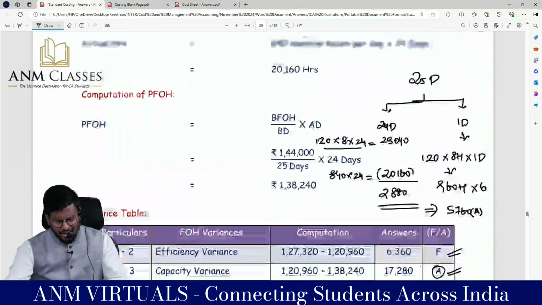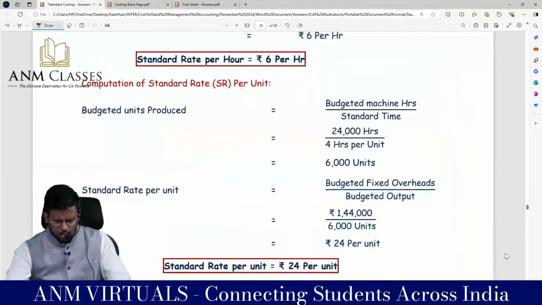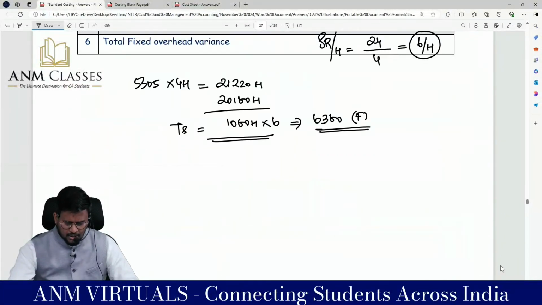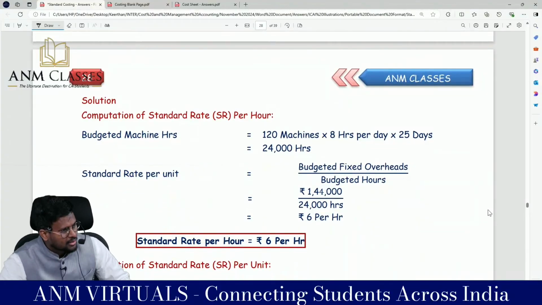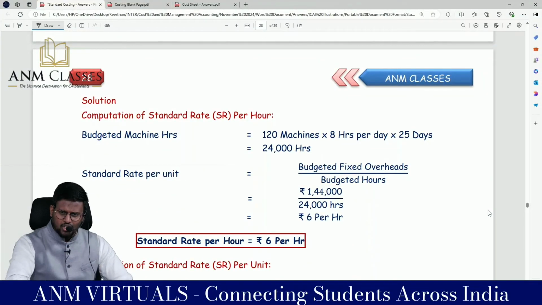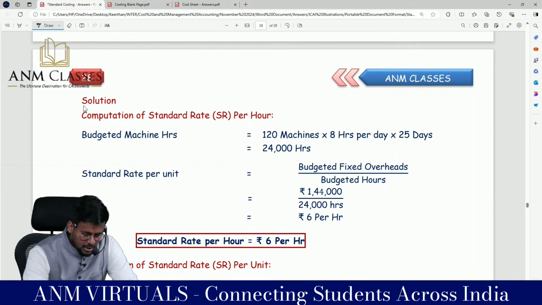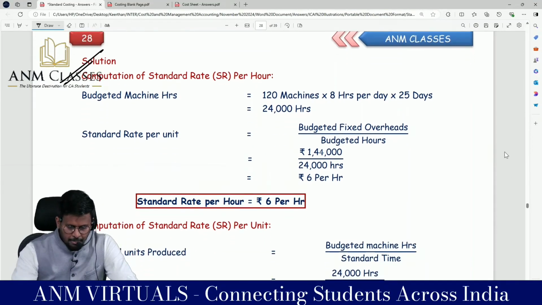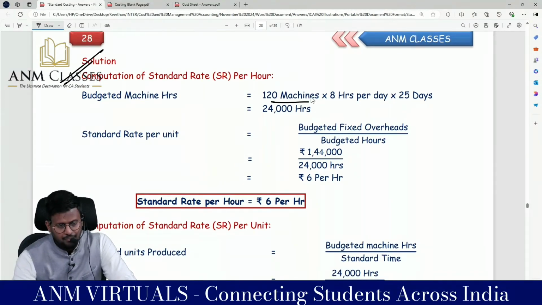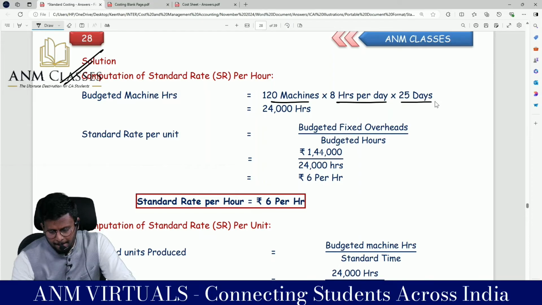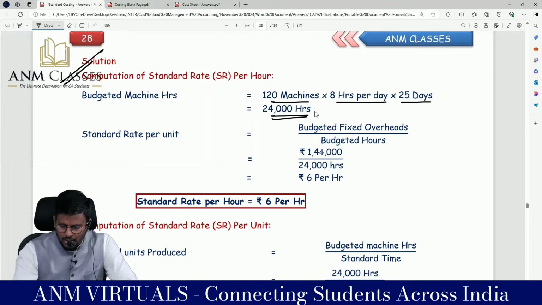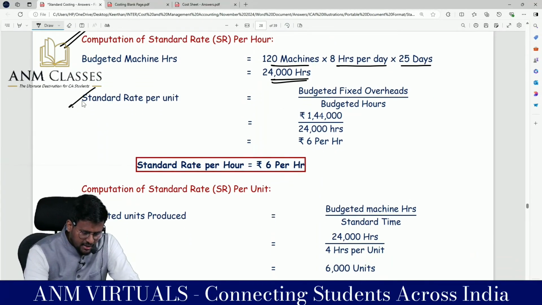The same thing has been expressed normally. You can use this format also if you want, but I am solving in logic. You are also solving in logic with the format. Are you really with me? Computation of standard rate. Budgeted machine hours, total how many machines, how many per day, how many days, total standard rate per hour.